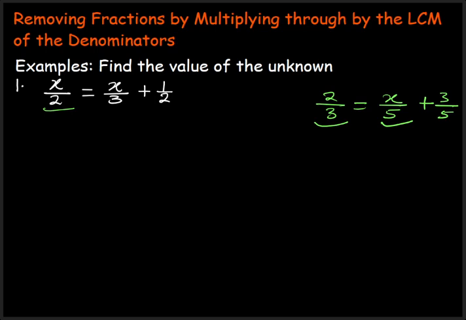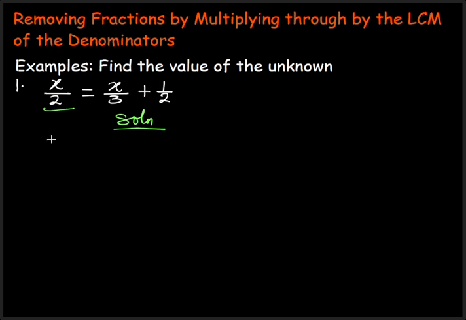And how do we remove the fractions? We remove the fractions by multiplying through. That's multiplying each term. We multiply each term by the LCM of the denominators. So let's quickly jump to it and see what we get. All right, so we have here, find the value of the unknown, and then x over 2 equal to x all over 3 plus 1 all over 2.